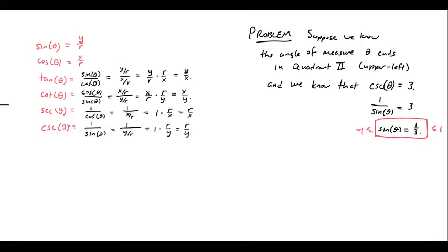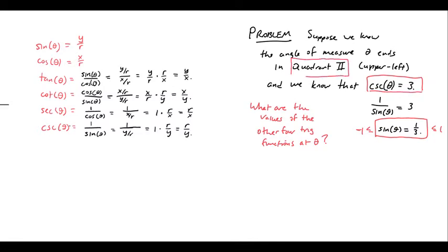I haven't asked the problem yet. What are the values of the other 4 trig functions at theta? Okay, so all I know about theta is that it's an angle in the second quadrant. Let's mark that. Angle in the second quadrant whose cosecant is equal to 3.